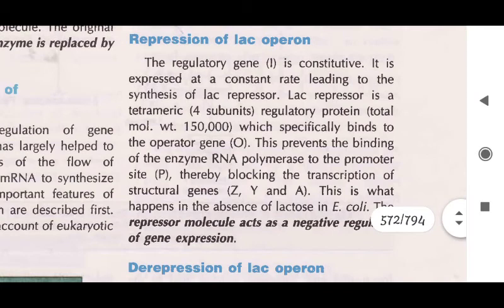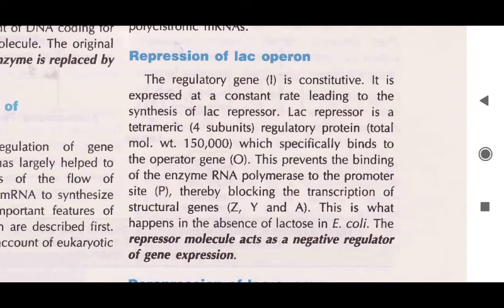Now the main function. First, I will talk about how the lac operon is turned off. It is a general procedure. It normally occurs when lactose is not present. The regulatory gene is constitutive. It is expressed at a constant rate, leading to the synthesis of the lac repressor. So this regulatory gene that is found somewhere upstream produces this lac repressor, or this regulatory protein.